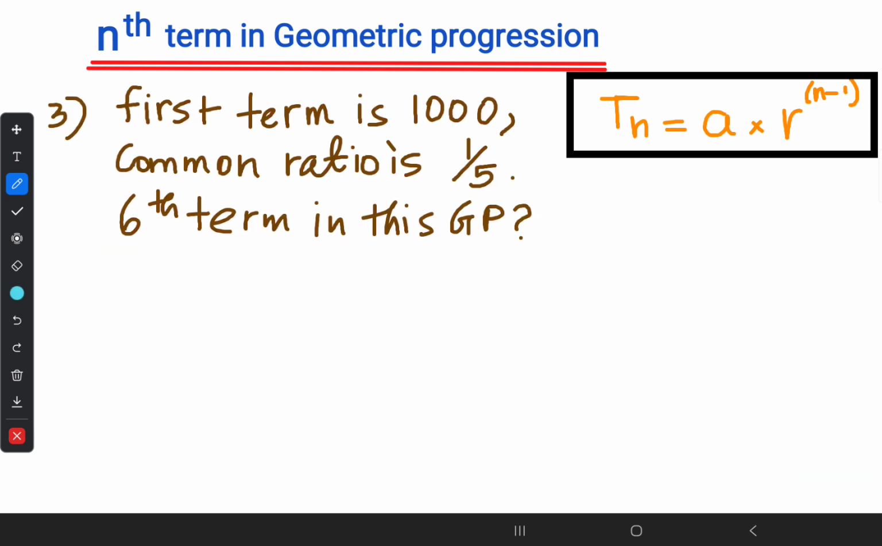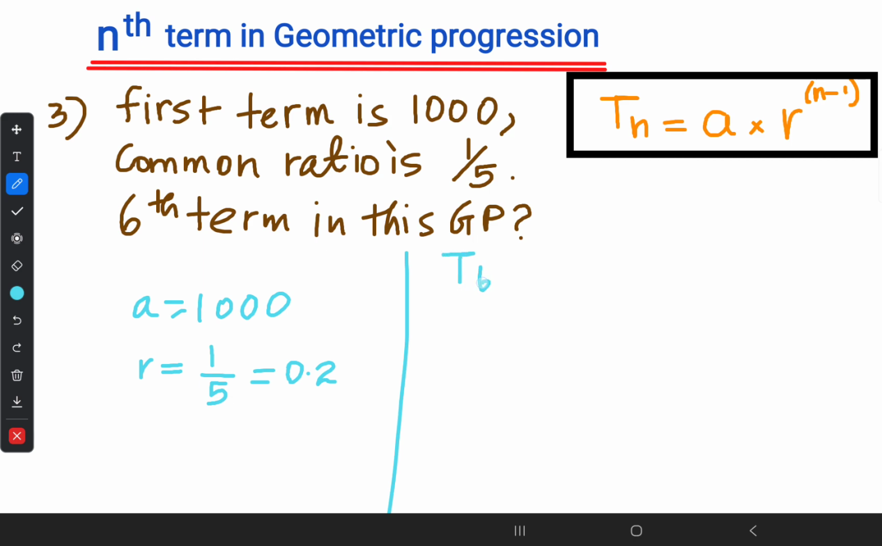In this question, first term is 1000. So I'll write A as 1000 and common ratio, which is 1 upon 5. Previously, I mentioned that if you want, you can make it as a decimal. That is not compulsory, but if you want, you can make it as a decimal. I'll use both decimal and fractional method to explain the question. T6. First, I'll use the decimal.